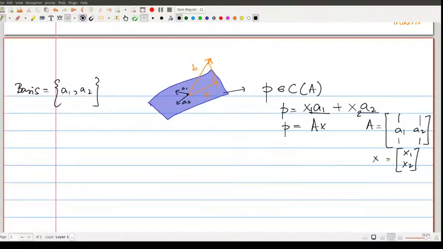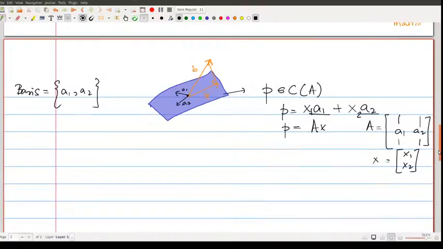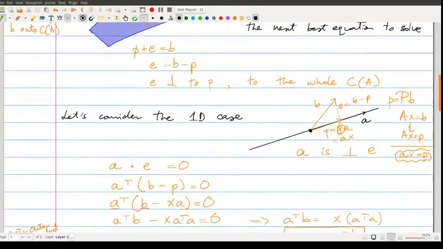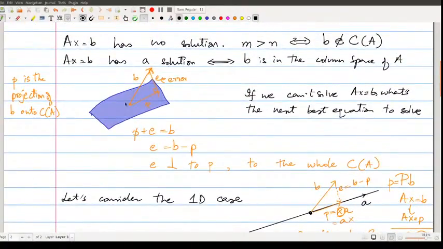P is the projection of B onto C. What does this mean? It means, Faryal, that since B is outside this column space of A, we're really looking for a vector that we can solve for.